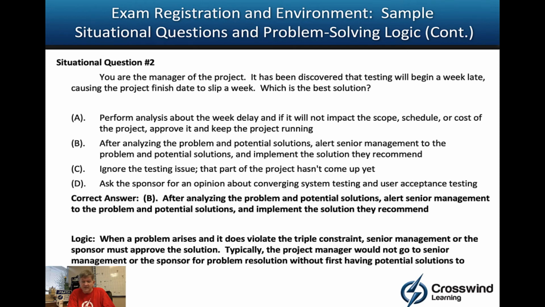If you know something's going to be causing the finish date to slip a week, you would not ignore it necessarily with C. And again, D, the sponsor shouldn't have to know about system and UAT or whatever, so I like B better than A. And C and D don't fit like they did with the previous question as well. So you can see the logic there. If it does violate the triple constraint, then senior management or the sponsor would say yay or nay to the option or options you present them.